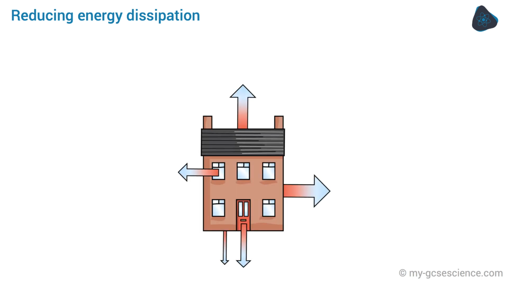What a lovely house. If it wasn't just a cartoon, then it would probably do me well. But what are all those nasty arrows about? The arrows represent the transfer of thermal energy away from the house. The thicker the arrow, the greater the amount of energy lost from that part of the house.